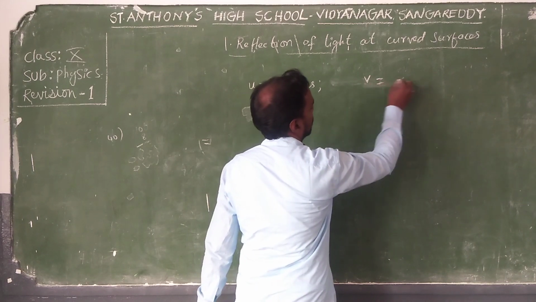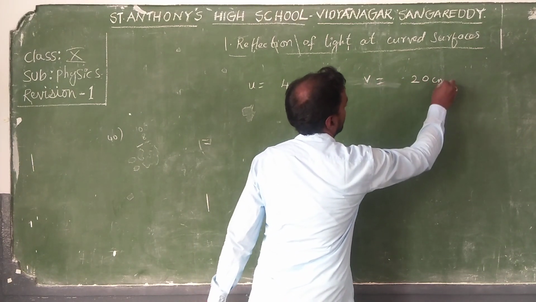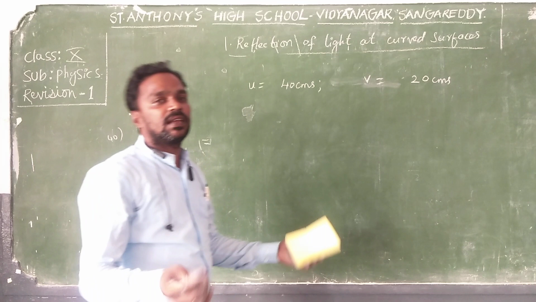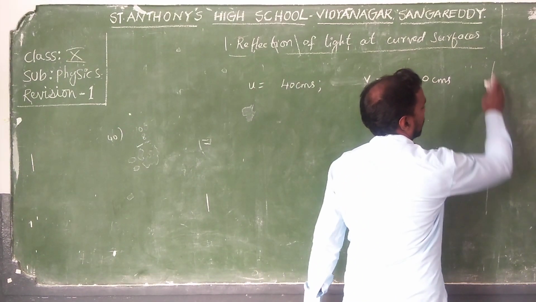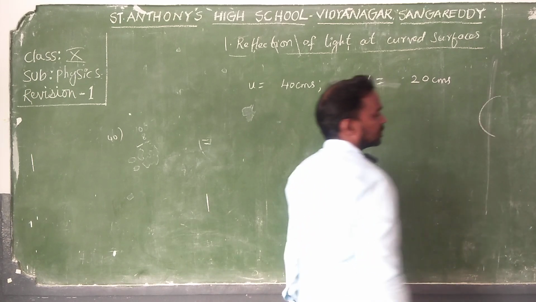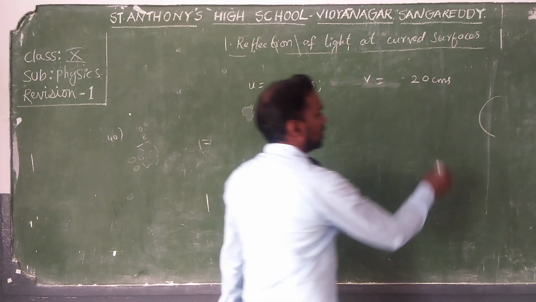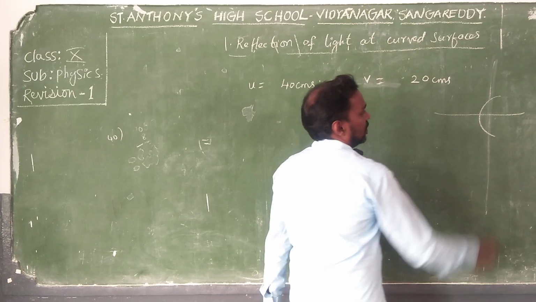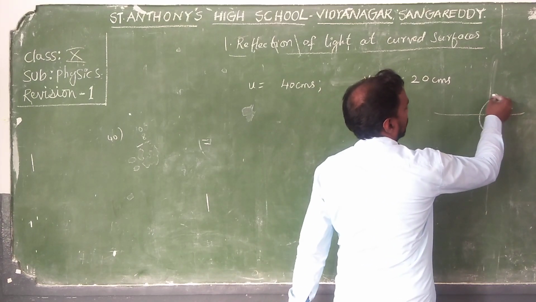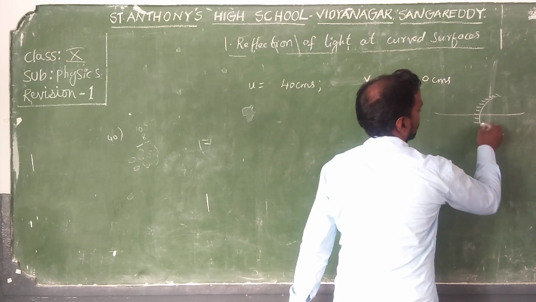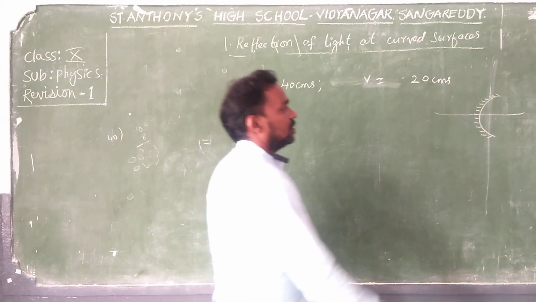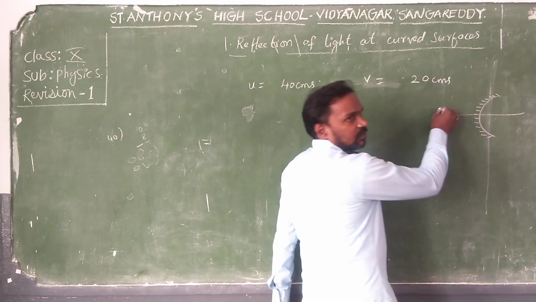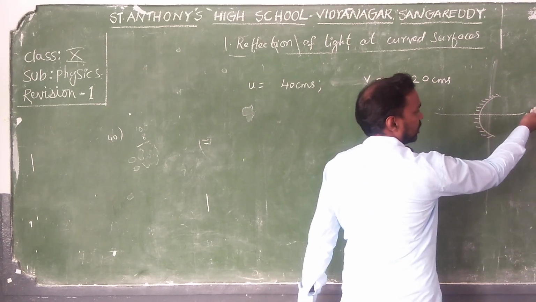V is equal to, suppose we got 20 centimeters, which is to be taken as positive and which is to be negative. Now, concave mirror. In the rough column, just draw a concave mirror. A concave mirror means it is silvered outside, so here we cannot keep the object. The object should be kept like that.